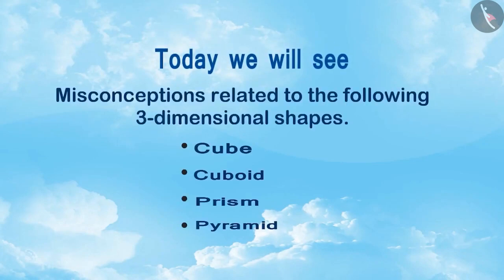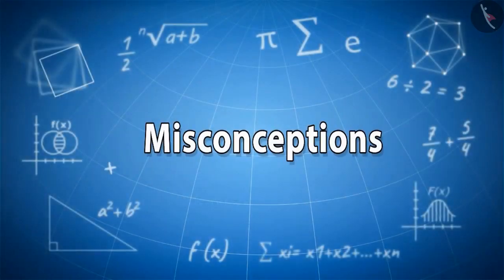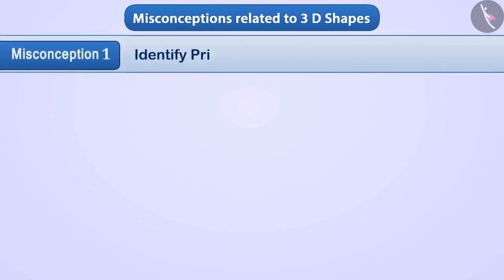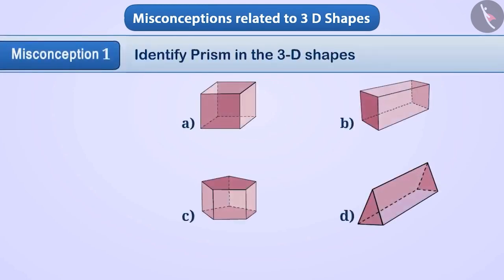Today we will see some misconceptions related to the following three-dimensional shapes: cube, cuboid, prism, pyramid. Misconception 1. Identify prism in the 3D shapes shown below.